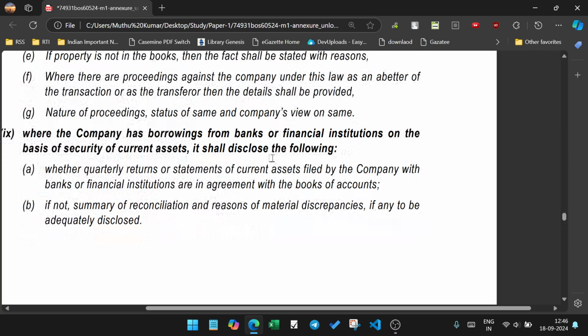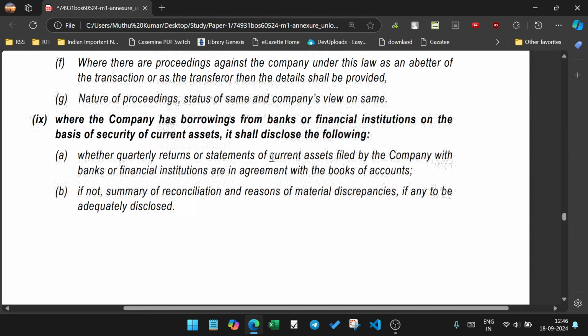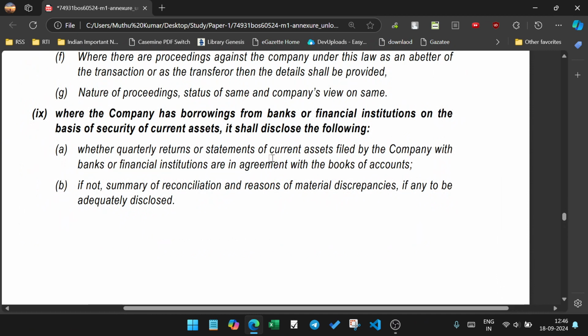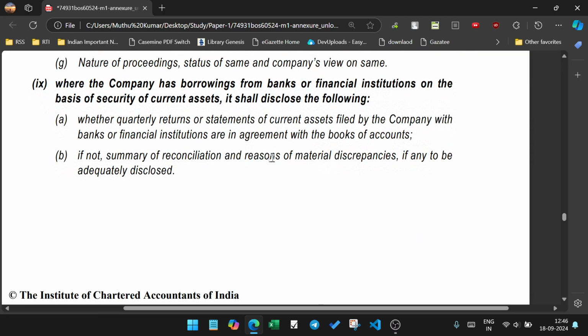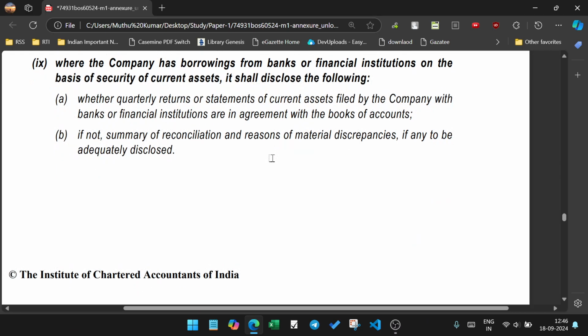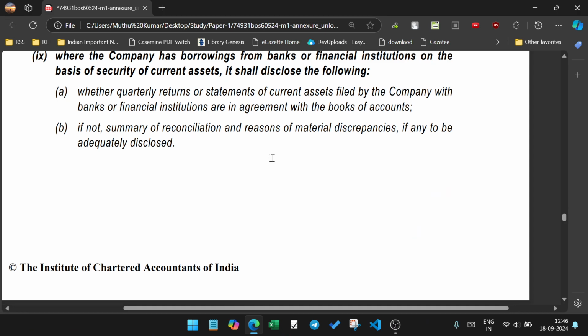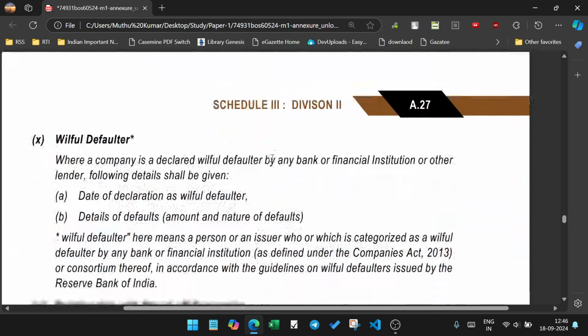Where the company has borrowings from banks and financial institutions on the basis of security of current assets, it shall disclose whether the quarterly returns or statements of current assets filed by the company with the banks or financial institutions are in agreement with the books of account. If not, a summary of reconciliation and reasons for the material discrepancies, if any, shall be given as adequate disclosure.